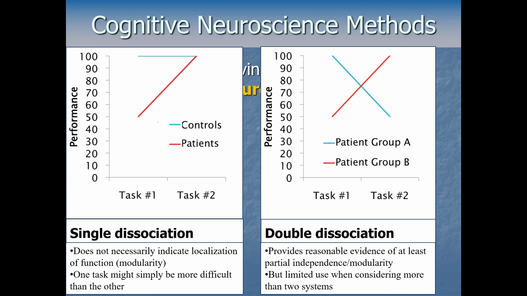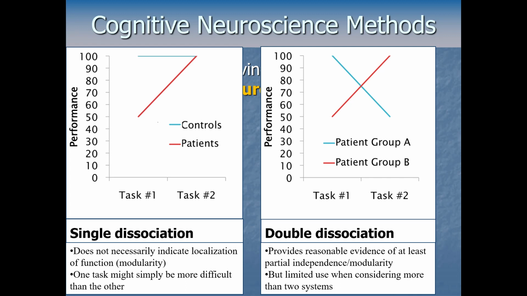That doesn't necessarily tell us that a cognitive function is localized to that one part of the brain. At most, it just tells us that these are two different functions, but maybe our patients are doing worse on task 1 just because it's the harder of the two tasks or something like that. Meanwhile, on the right side, the right graph here, you get the idea behind a double dissociation, where we can compare two different sets or different types of patients.